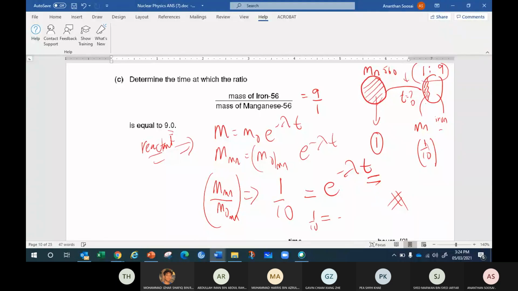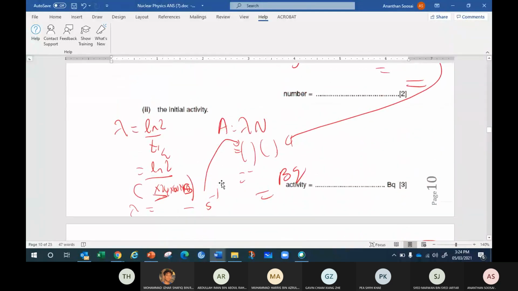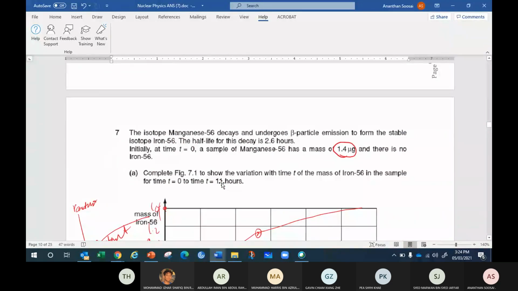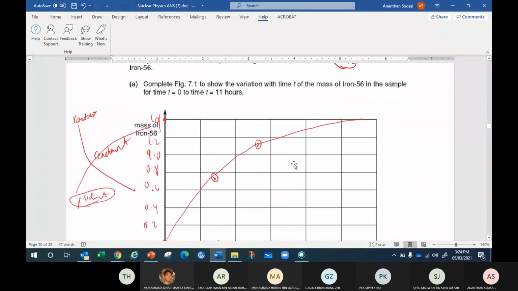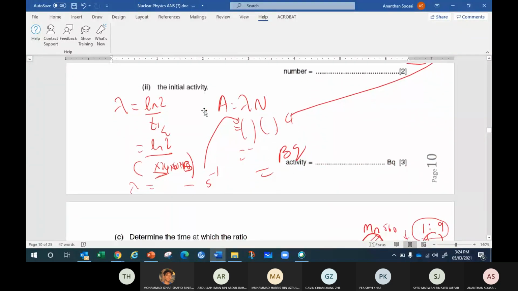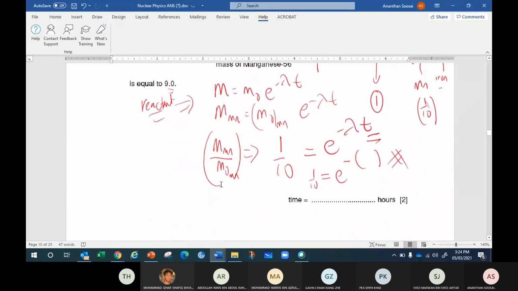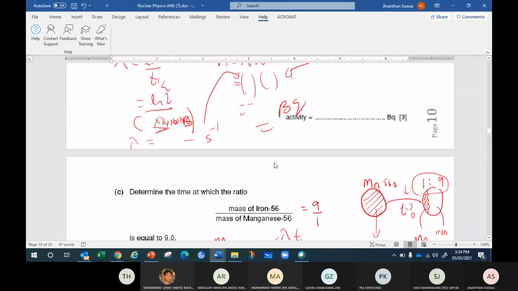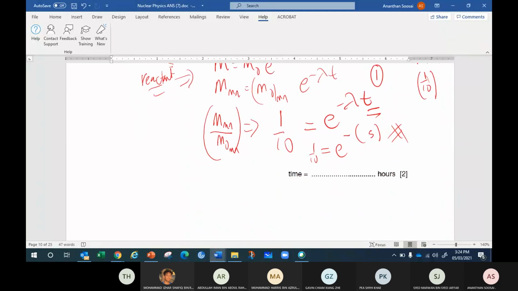So 1 over 10 equals e to the negative lambda t. Do you know lambda earlier? Of course you calculated lambda, right? The half-life is 2.6. I think in the question itself we found lambda already. If it's in per second, we put per second. You see the trap here: the lambda you got earlier is in terms of per second. So let's say here you put per second.